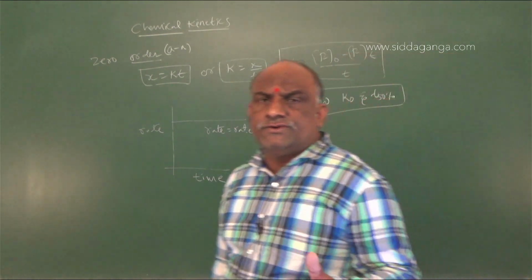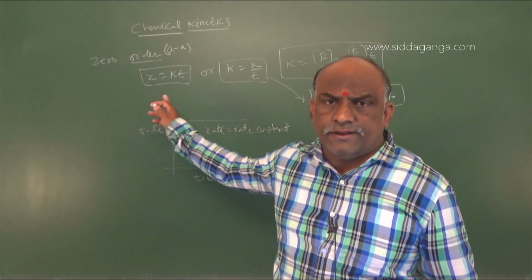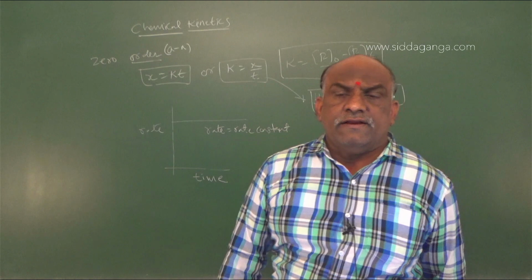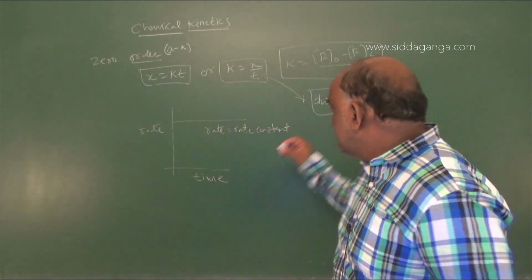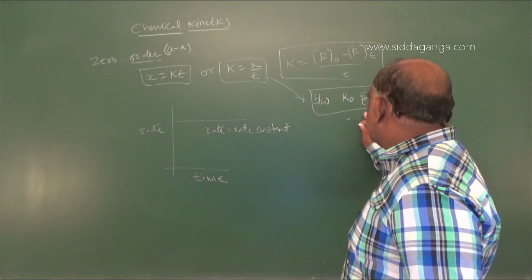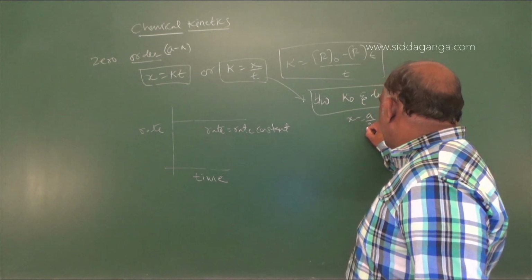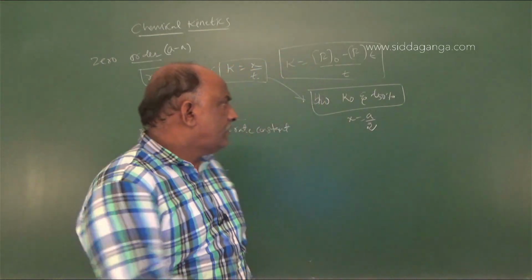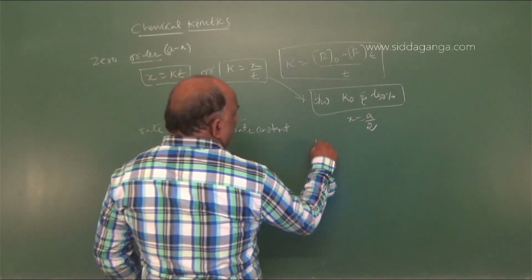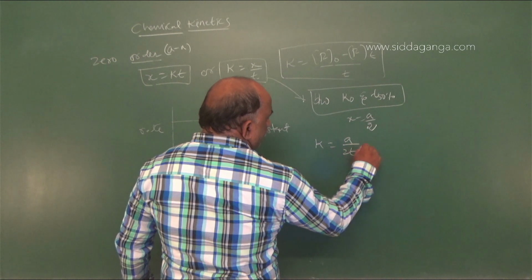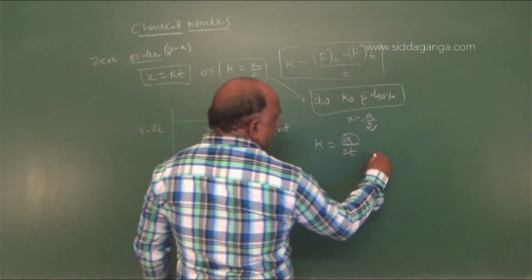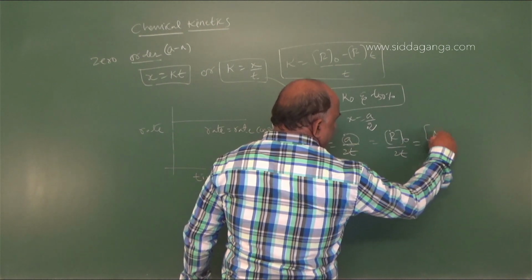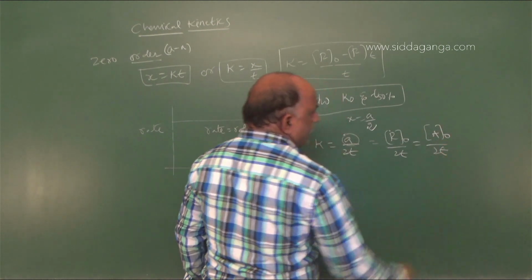To avoid confusion, you should go with only one formula, that is x is equal to kt. Here x is equal to kt, k is equal to k0, the zero order rate constant, and you substitute x is equal to a by 2. Then we will get k is equal to a by 2t. Already we know a is nothing but R naught, so R naught by 2t, or some textbooks give it as a naught by 2t.